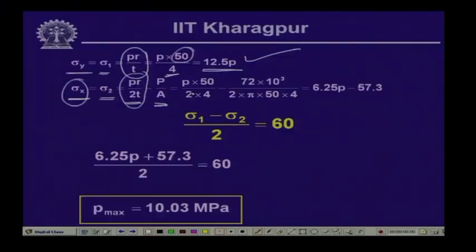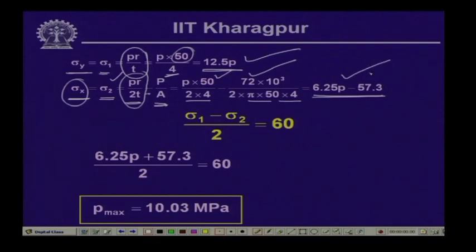At every cross section the normal stress will be equal to P divided by A, and since again it is a thin walled pressure vessel, the area will be twice pi r T. Since that is compressive, P r by twice T is tensile and P by A is compressive. So, that is subtracted. So, P times 50, the radius, times twice T, minus capital P, which is 72 kilonewton, and twice pi r T. If we substitute, we get a value of 6.25 P minus 57.3.